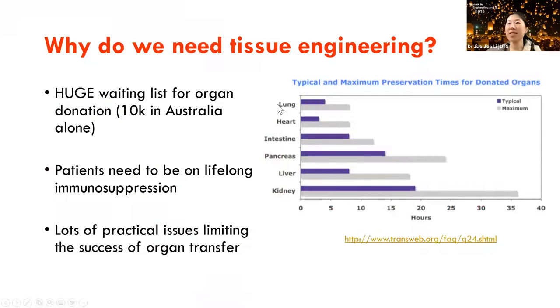So why do we need tissue engineering? The primary reason is that relying on organ donation for people with organ failure is just not an option for a lot of people. There's a huge waiting list, like 10,000 in Australia alone. And even when you get a replacement organ, patients need to be on lifelong immunosuppression. There are also lots of practical issues that limit the success of an organ transfer. Like, it needs to get from the donor to the patient within a matter of hours, and that's just not possible, definitely not internationally, but even nationally, like from Perth to Sydney, some of these organs would not last that long.